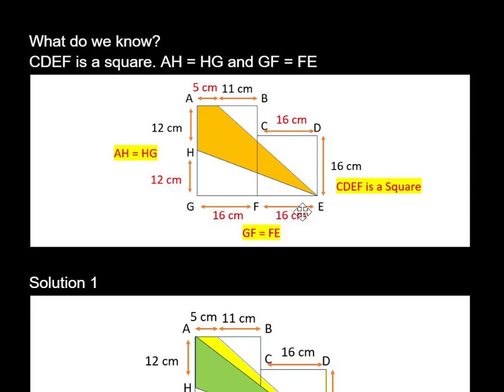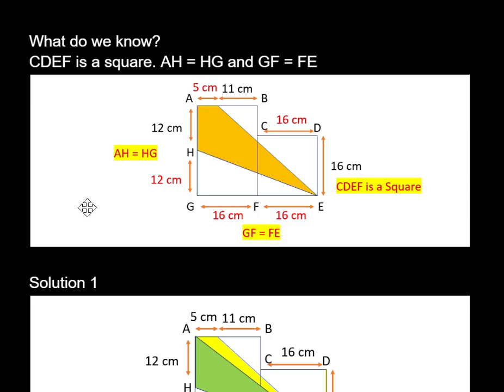GF is equal to FE. Since we know now that this is 16, GF must also be 16, which means the total length here is 32. So from this diagram itself, you notice that we have known almost all the dimensions. We can even know that because now this is 16, this is 16 as well. So if this is 11, the remaining here has to be 5.